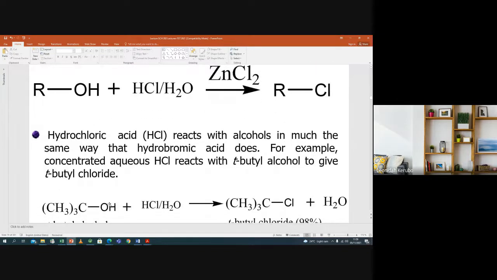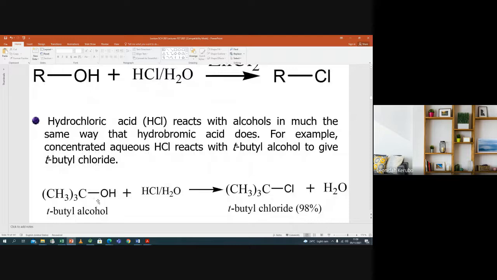So this is an example. It's a specific example where you have tert-butyl alcohol. This compound is a tert-butyl alcohol because the carbon which is bearing the hydroxyl group is tertiary. It's bonded to 3 other carbon atoms, and it's butyl because there is a total of 4 carbon atoms. So that's why it's known as tert-butyl alcohol.